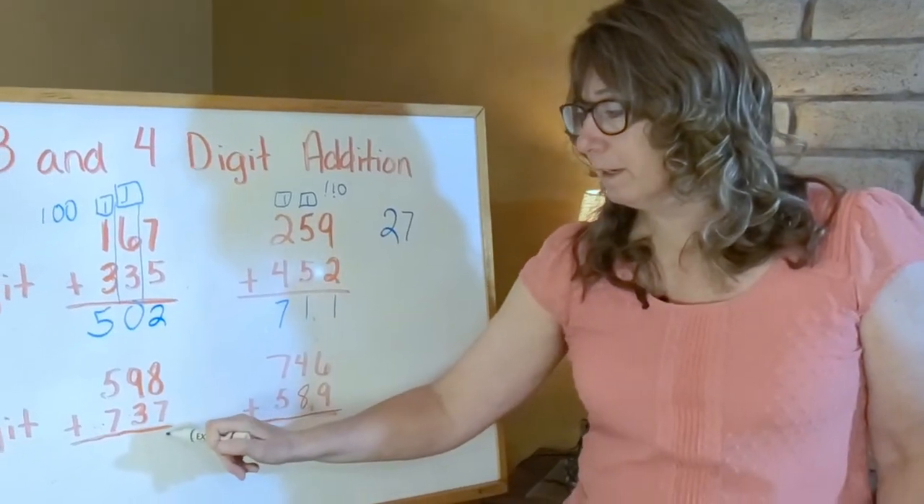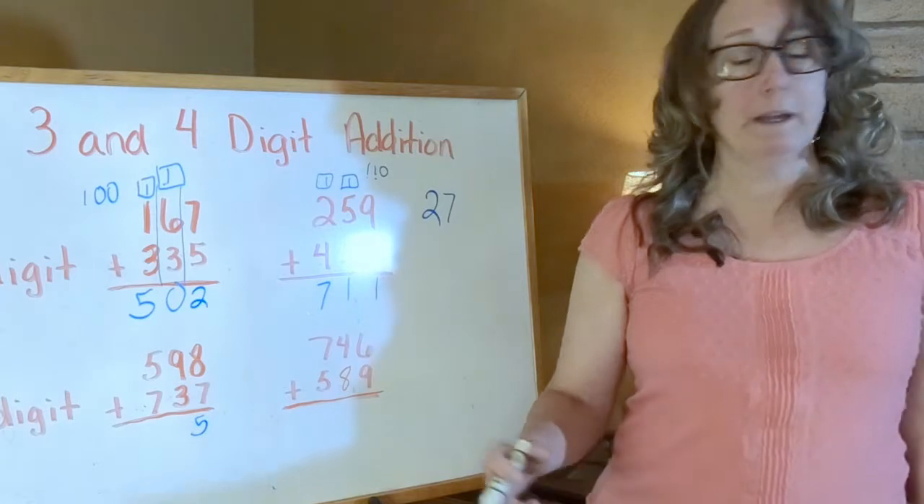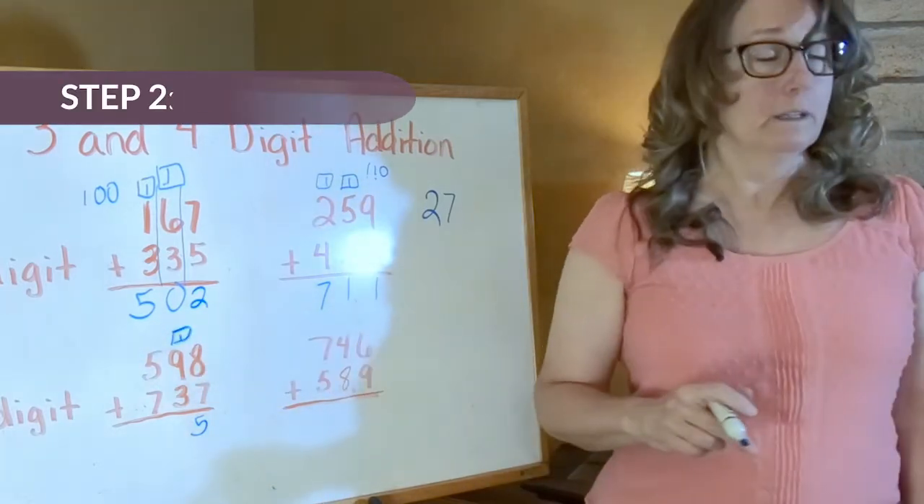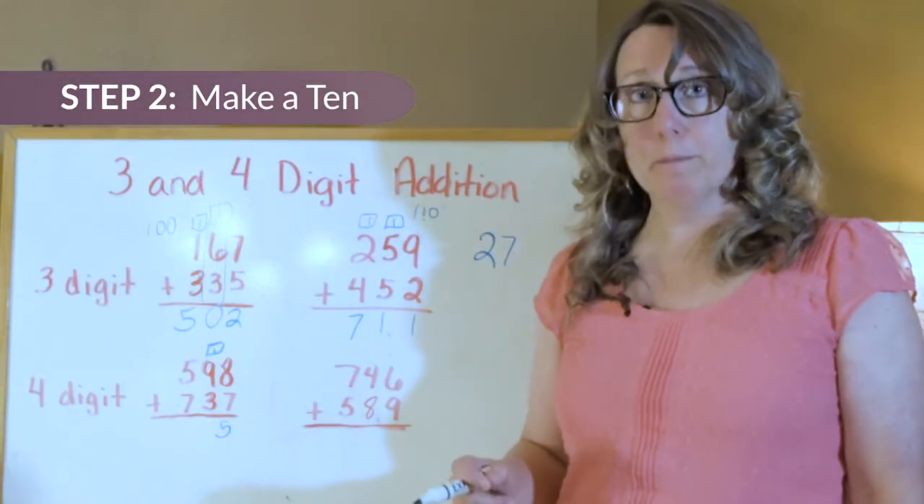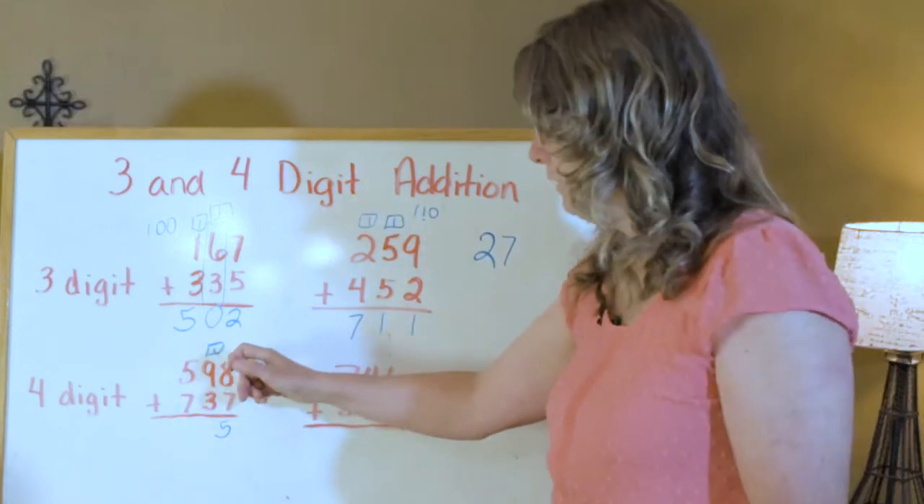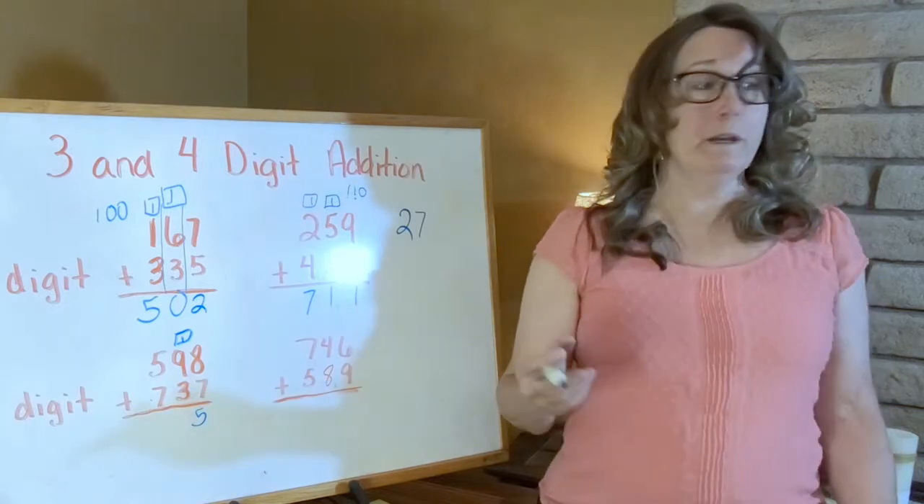So 8 plus 7, again, the number 15 has 5 in the ones place, and we're going to go ahead and bring over 1 in the tens. Okay, so that's our first step. Second step, add the tens. So we have 90 plus 10, ooh, that's 100, plus 3 more is 130.